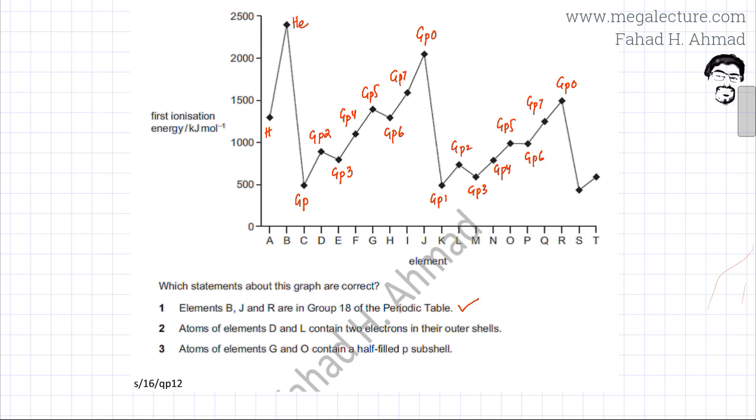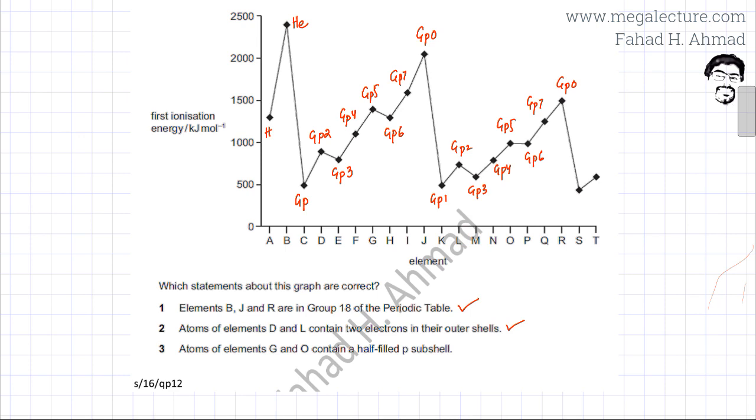The next statement is that atoms of D and L contain 2 electrons in the outer shell. So D over here is in group 2. L over here is also in group 2. Group 2 elements have 2 outermost electrons, so this statement is also going to be marked correct.